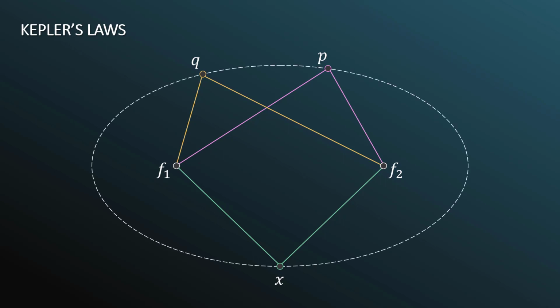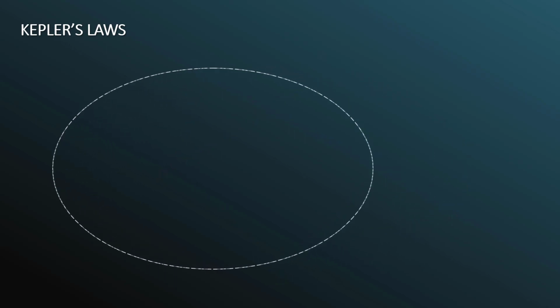An ellipse is more general than a circle. If we were to place F1 on top of F2, then we would get a circle. I don't have an animation for that, but a circle is just a special form of an ellipse. So every circle is an ellipse, but not every ellipse is a circle.